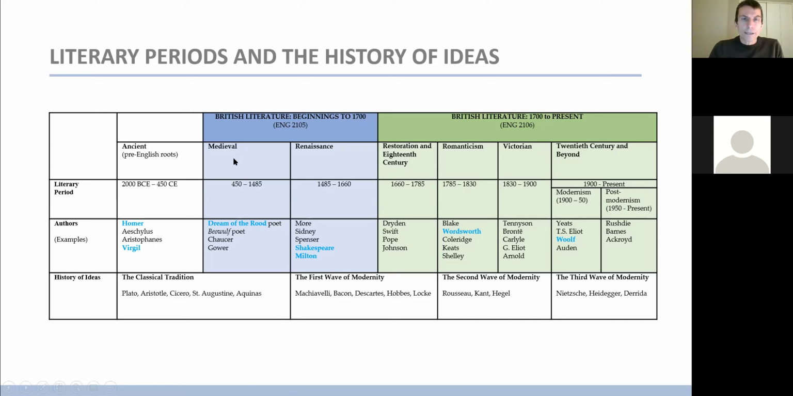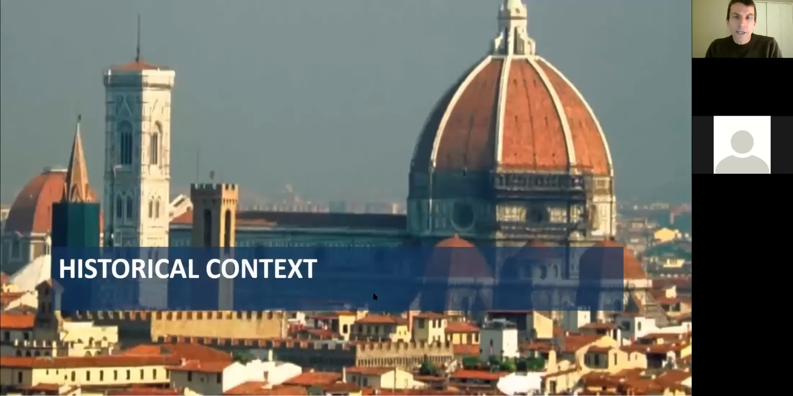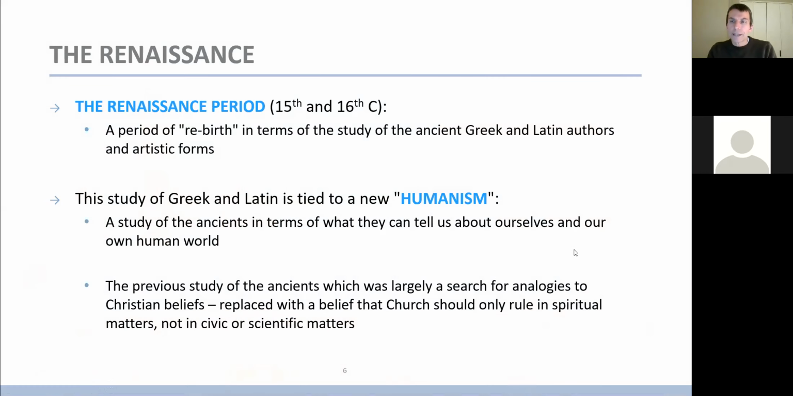Just while we're on that, the way this is colored here, as a reminder, this blue shading is for those who've taken English 2105, British literature from the beginnings to 1700. It covers those epochs, and then the second part of that course covers the rest of the English literary tradition. Okay, so let's delve into a bit of that historical context I was talking about.